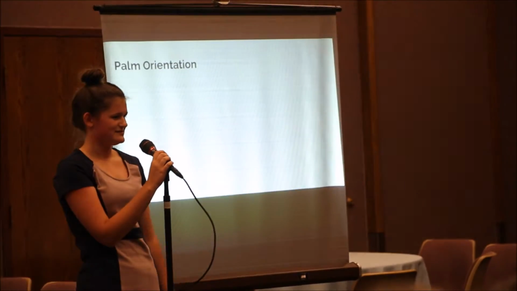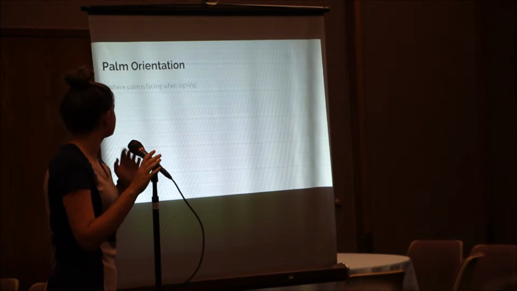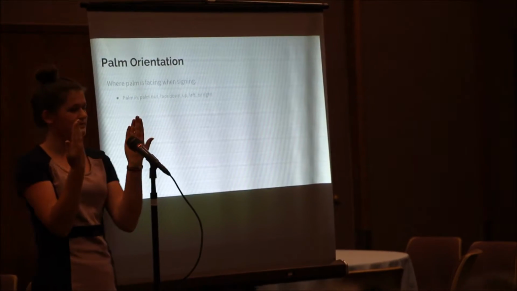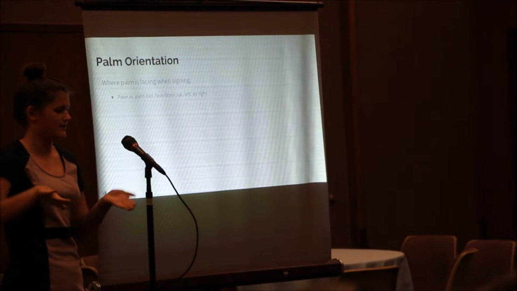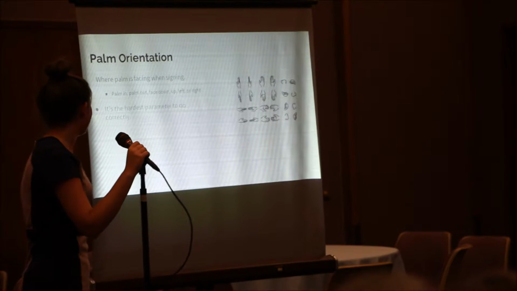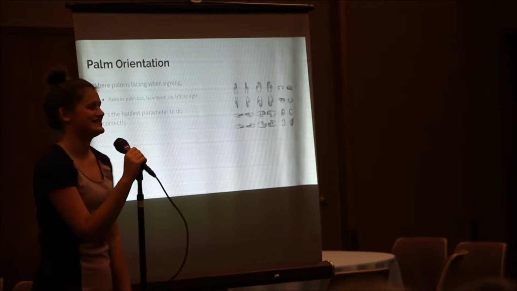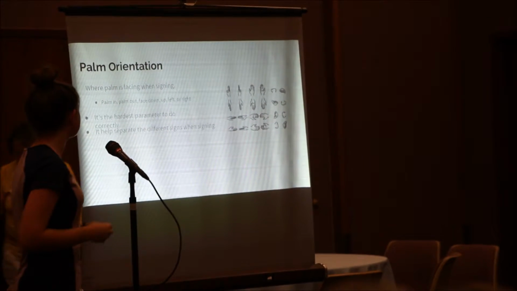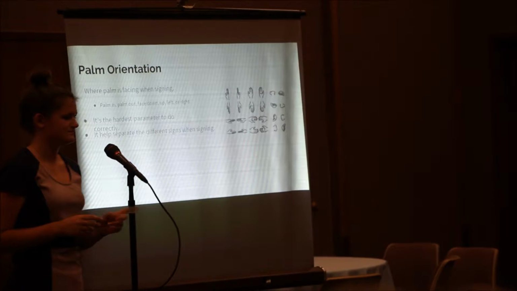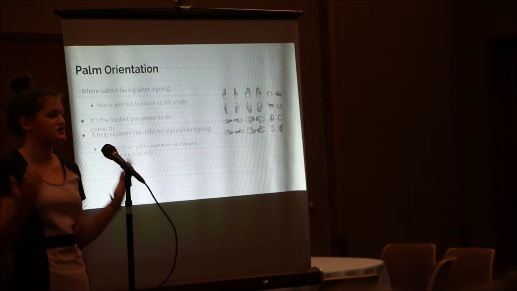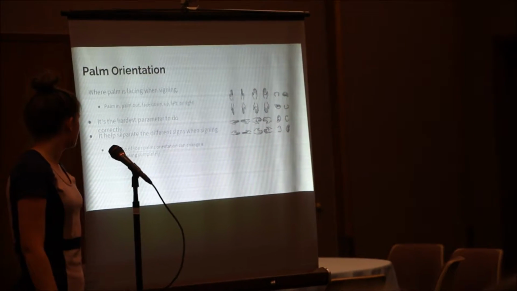Palm orientation. Palm orientation is basically where your palm's facing when signing. Examples of this are palm in, palm out, face down, up, left, right. There is a lot. And in my opinion, it is the hardest parameter to get right. I use it all the time. It helps separate the differences between signs. Just flip your palm orientation and you completely change the meaning of a word.